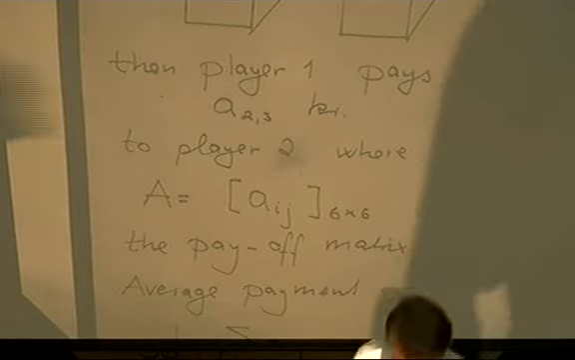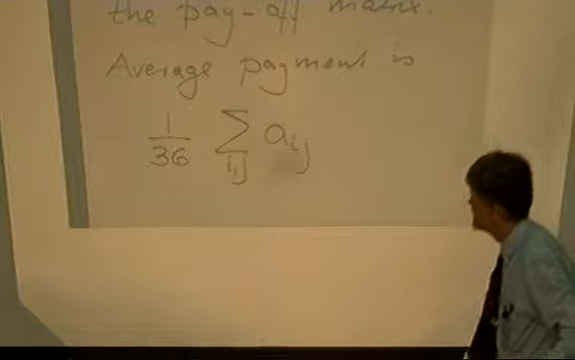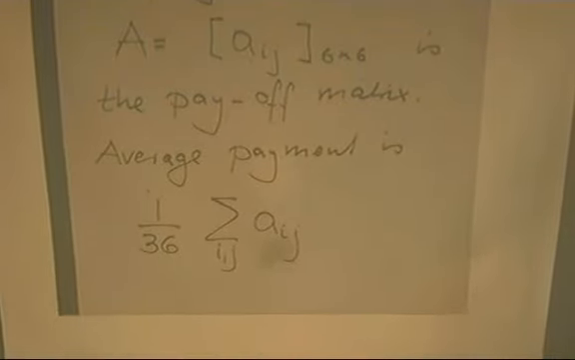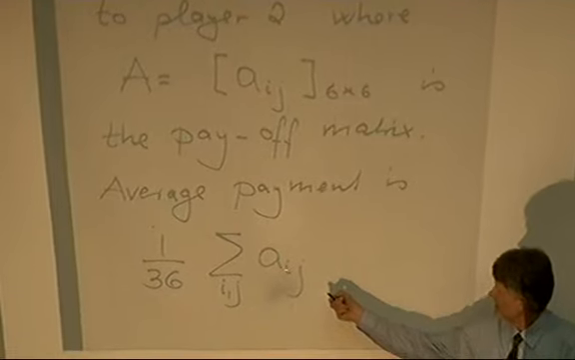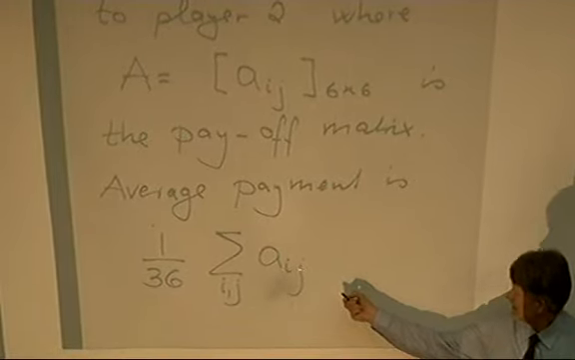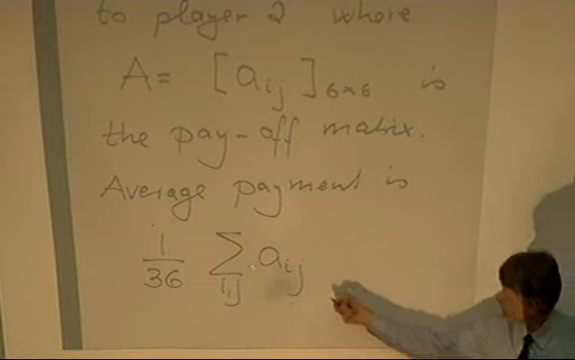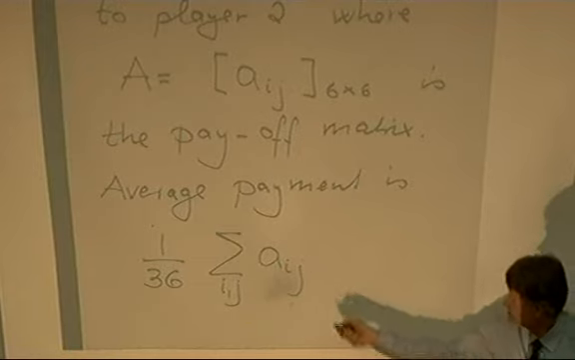And it's not hard to see how much player 1, we repeat this very often, and how much must player 1 pay to player 2? Well, if you get i eyes on dice number 1 and j eyes on dice number 2, you pay this number, and then you just take the average of this number. So that's the expected payment. So that's not so interesting. We know exactly what happens. But now we are going to make it interesting.